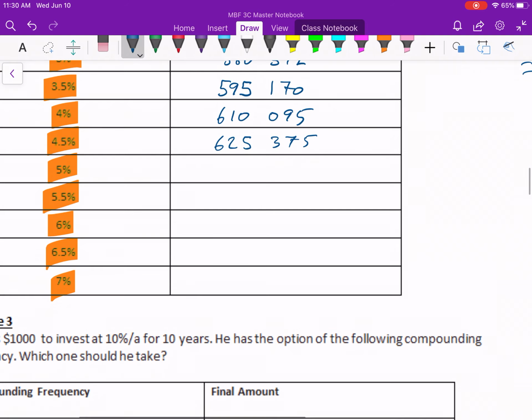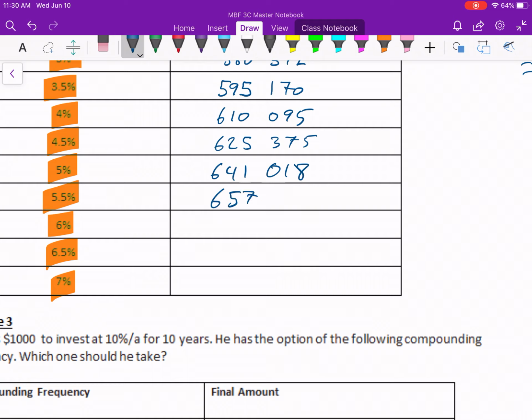All right, so if we do 5%, it turns out to be $641 and $18, I believe, and then $657.33, and then $690,210, and $70. Oops, I think I messed something up here. Did I skip something? $625. Oh yeah, I skipped one.